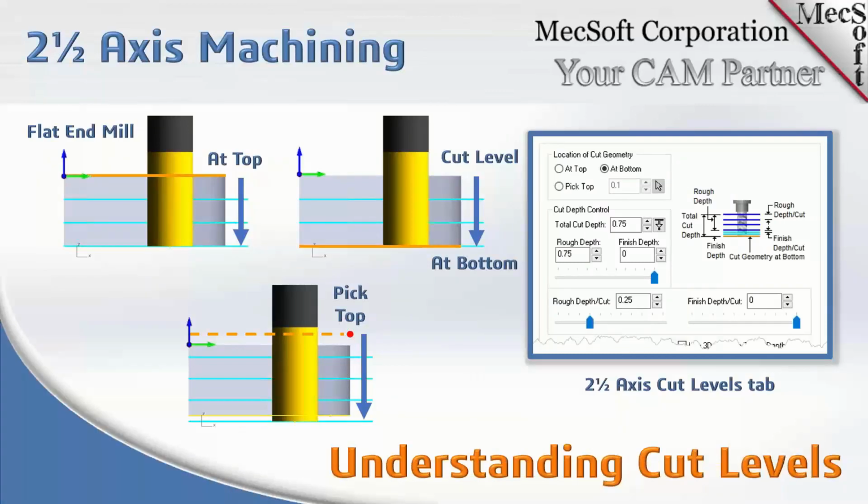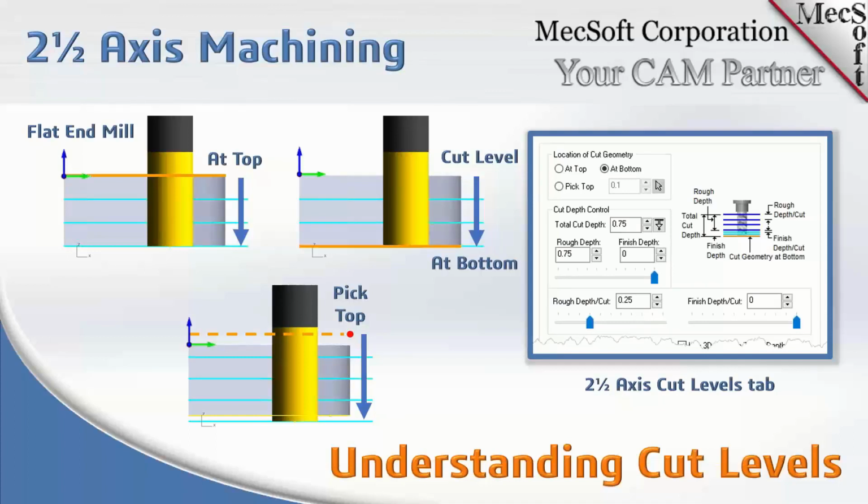Now let's talk about a basic understanding of cut levels in 2 axes. You may have seen this dialog on the right, and it may be a little intimidating at first. But once you understand what it's doing, you'll see that you have absolute control of the depths of your cuts. So at the top of that dialog, you have location of cut geometry.